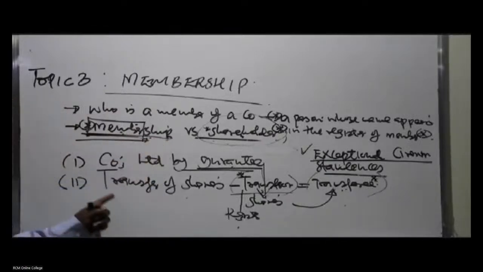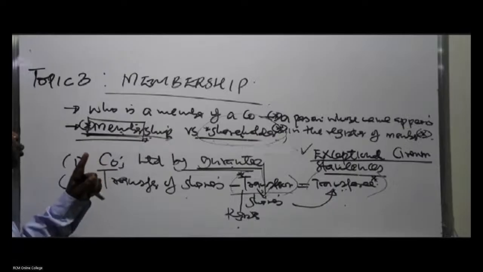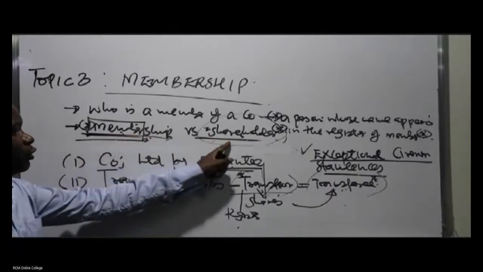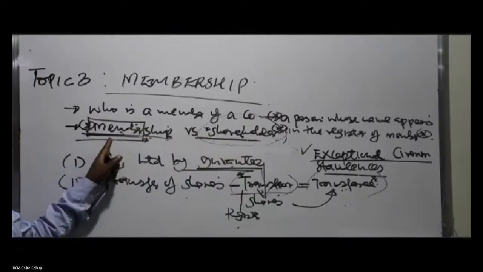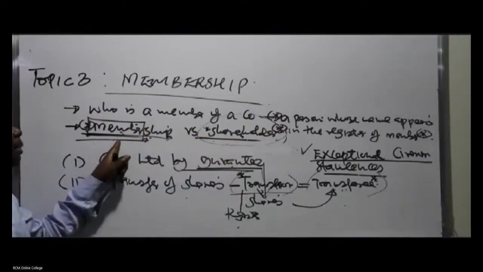So that's another situation where you find that one is just a member and is not a shareholder, or vice versa. He's just a shareholder, but is yet to become what? A member of the company. Yet to become a member of the company.